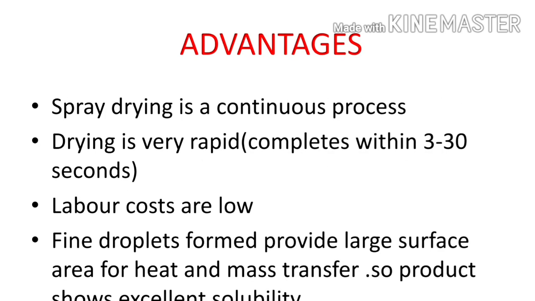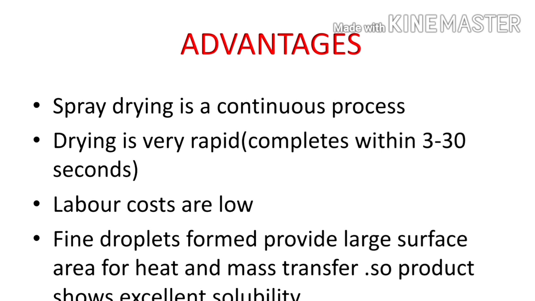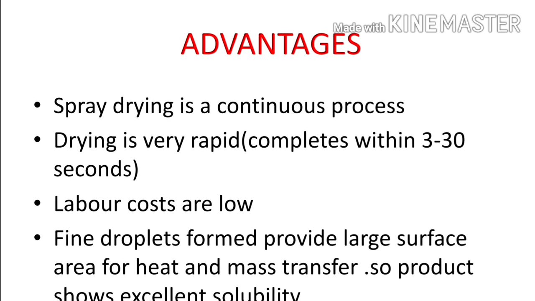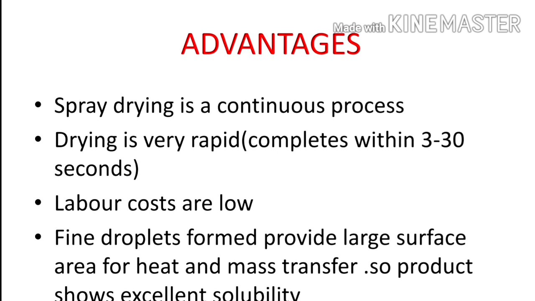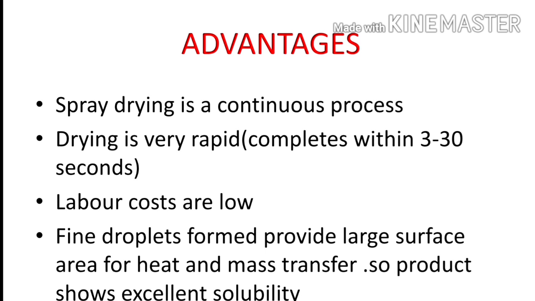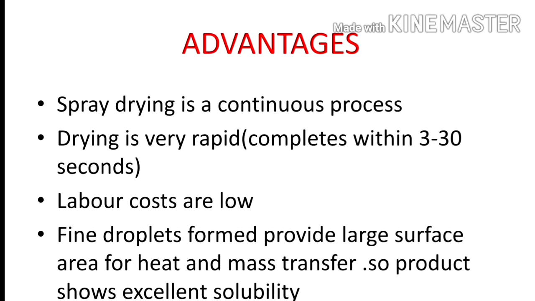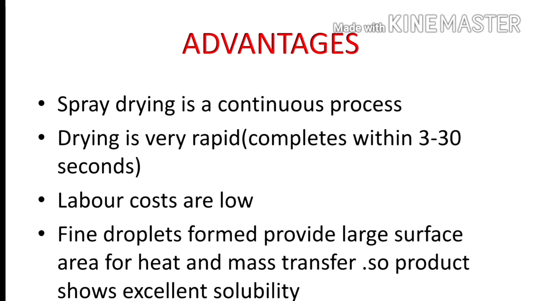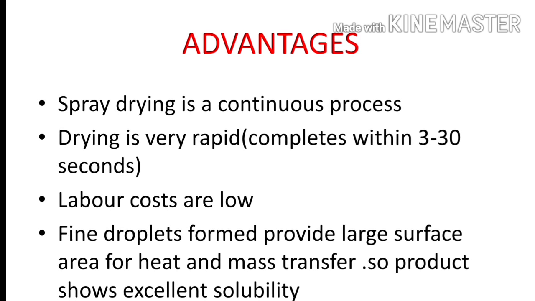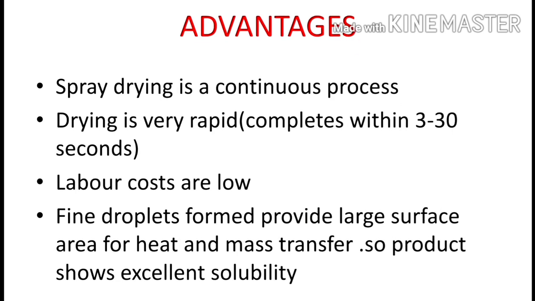Now let's move on to the advantages of the spray dryer. Spray drying is a continuous process and it will be completed within 3 to 30 seconds. So that means drying is very rapid. Labor costs involved are very low. The final product obtained shows a larger surface area for heat transfer and also mass transfer. Because of that, the product shows better solubility. So these are the important advantages of the spray dryer.